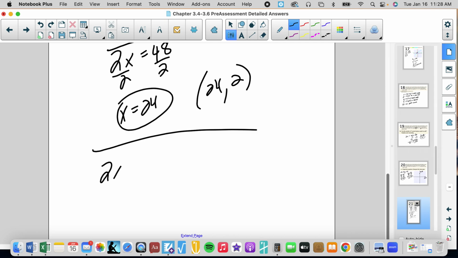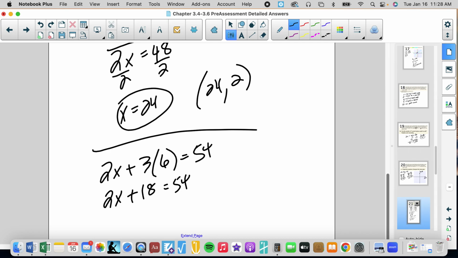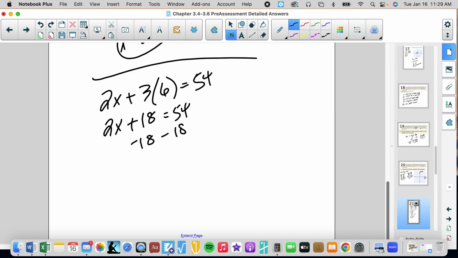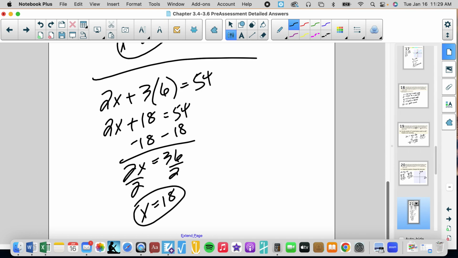So let's plug in, well, we know that it can't be odd, so I would never plug in an odd number. Let's plug in 6 3-point. 2x plus 18 equals 54, minus 18, minus 18. 2x equals 36, divided by 2, divided by 2, x equals 18. So 18 2-point shots and 6 3-point shots would equate to 54 total points in the game.